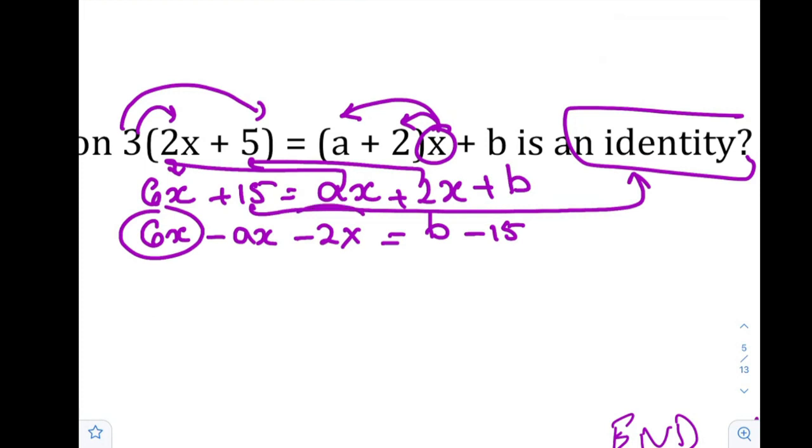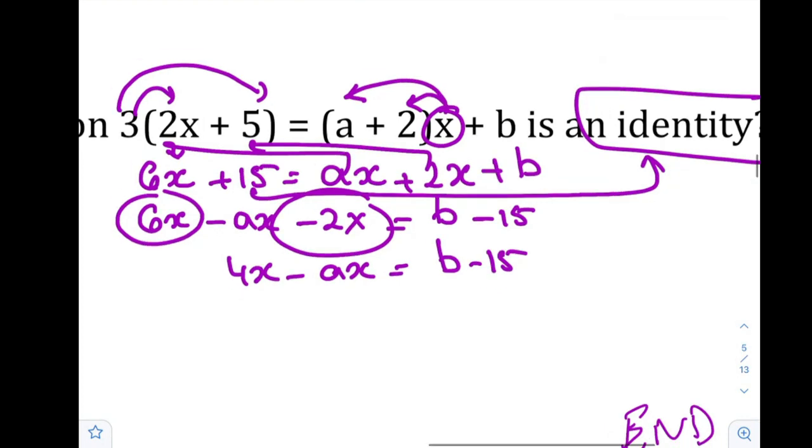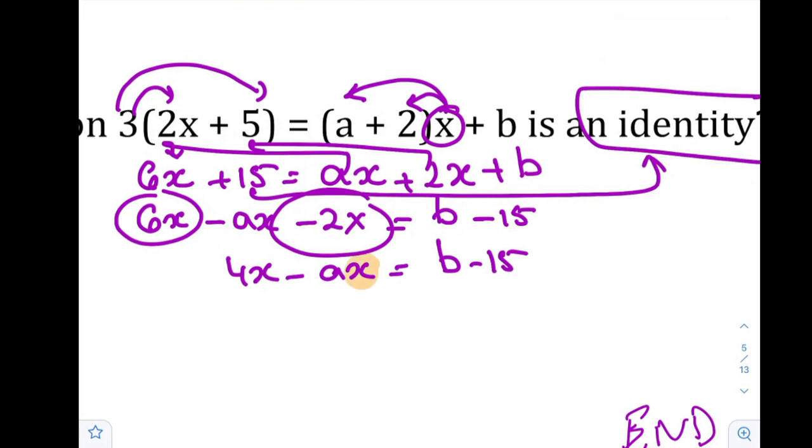Now, 6x minus 2x is 4x. So 4x minus ax is equal to b minus 15. I will take x as a common factor here. And I will have 4 minus a, times x, is equal to b minus 15.